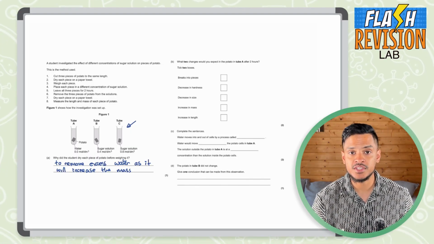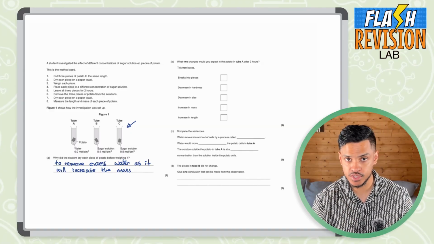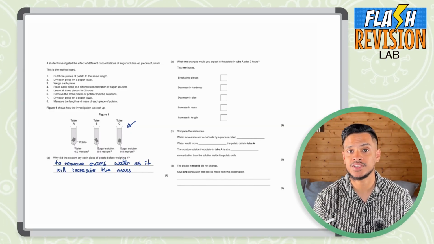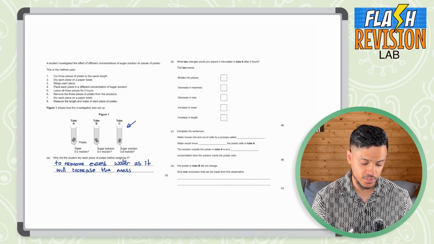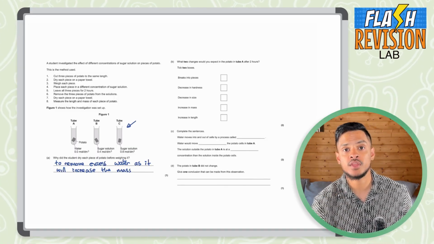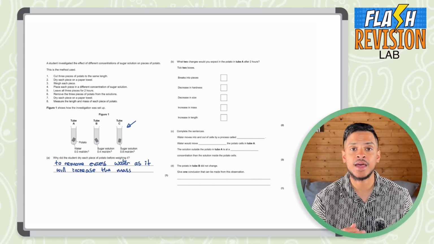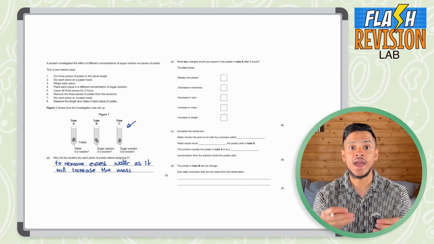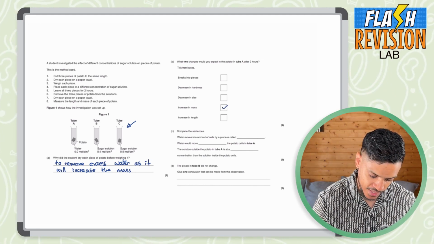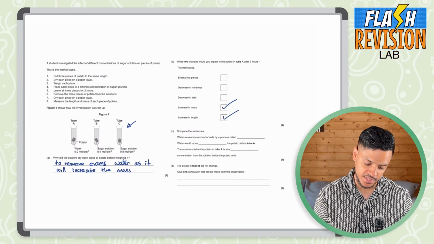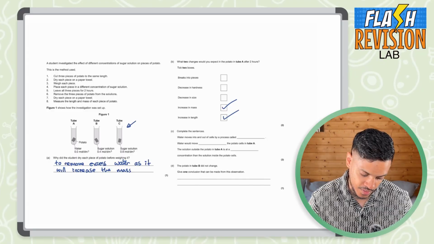So that means the water concentration outside in the water is higher than the water concentration inside the potato. So what's going to happen is the water from the outside enters the potato by osmosis, and that makes the potato longer and heavier. So it will increase in mass and it will increase in length. Those are the 2 that you need to tick there. Complete the sentences for part C.